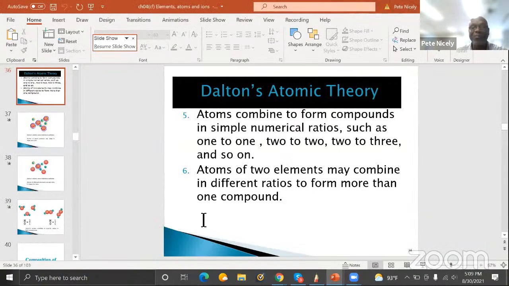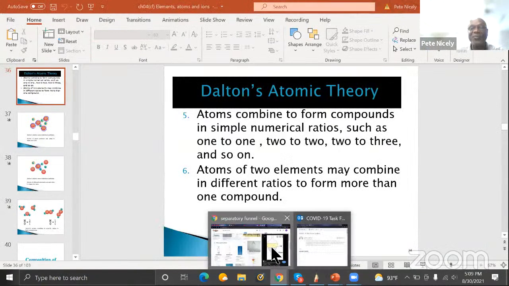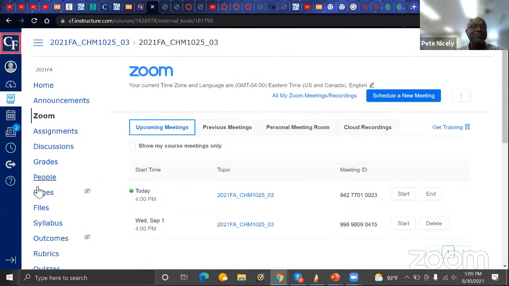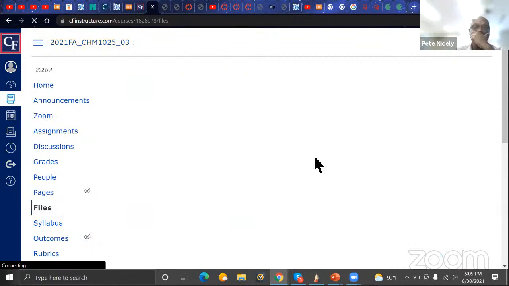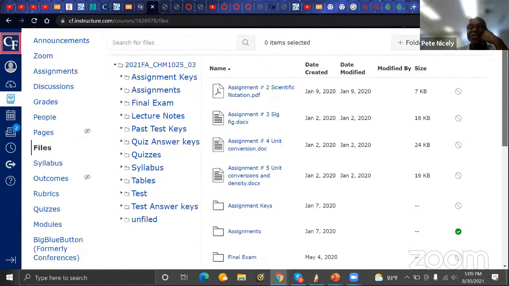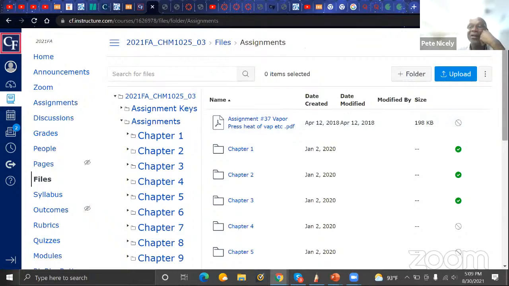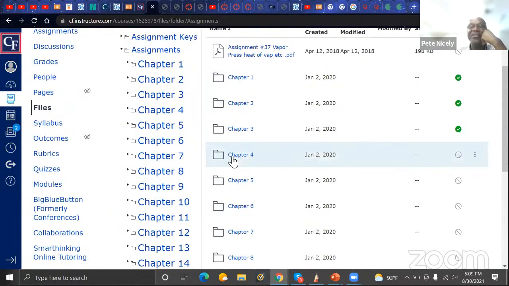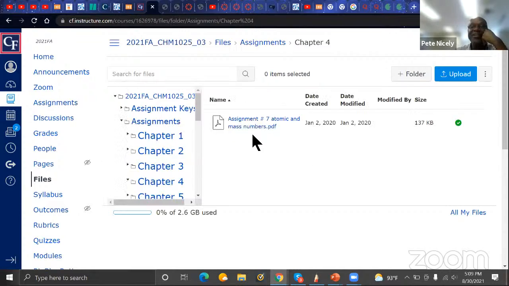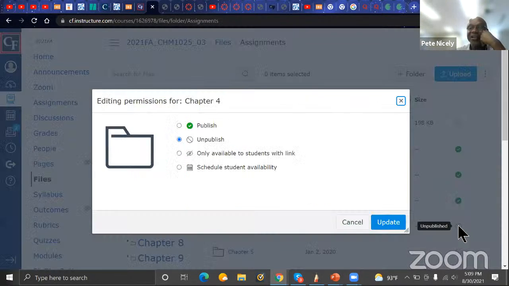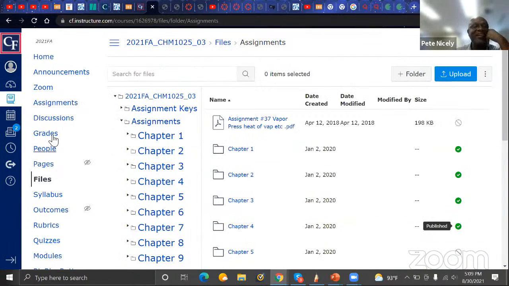Chapter 4. Now, before we leave for today, a couple of things I want to say. Let me go to the Canvas shell for the course. So basically, let me go to assignments, and what I'm going to do now is go to chapter 4. There's one assignment for chapter 4, so I'm going to publish that folder and set the deadline date.